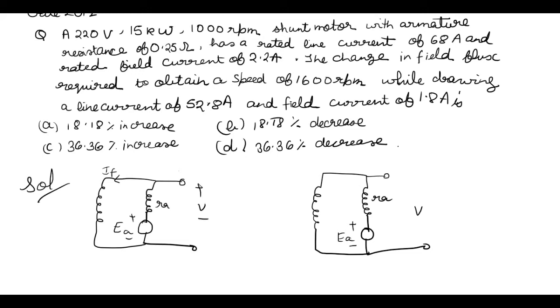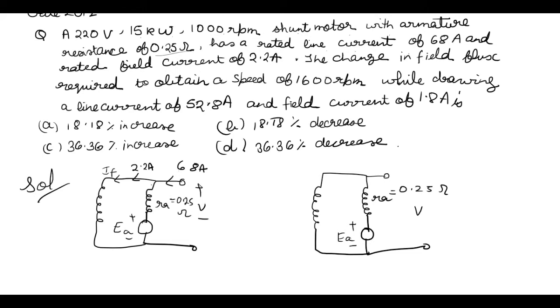This question is from GATE 2012. Here, a 220 volt, 15 kilowatt, 1000 rpm shunt motor with armature resistance of 0.25 ohm has a rated line current of 68 ampere. Remember, it's line current, and since it is a motor, current will go like this only. And the rated field current is 2.2 amperes, so 2.2 ampere is this.